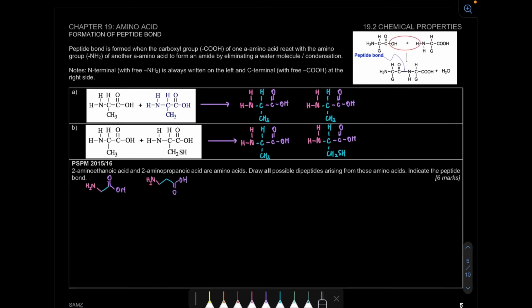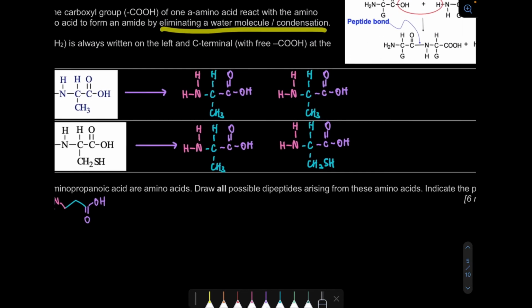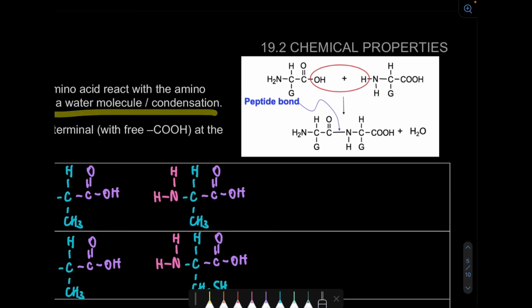Now we're going to look at the formation of peptide bond. So peptide bond ni is formed when the carboxyl group of our amino acid react with the amino group of another amino acid to form an amide by eliminating a water molecule. Okay, so contohnya kita tengok kan amino acid kita ni kan. So when remove these two water, we're going to form amide. So kenapa dia amide? Sebab ni this is actually what we call our amide. Okay, so this reaction we're gonna is condensation reaction where we're gonna remove water.